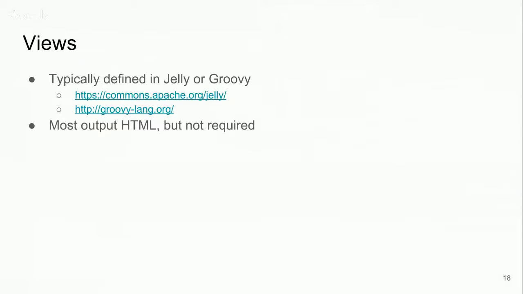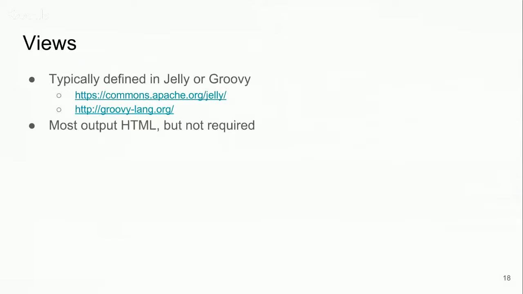And just to clear up any possible confusion, this is not about views in Jenkins, like the all view, which I've just talked about. So these views are not about organizing your jobs or your project in Jenkins, but these are about defining the Jenkins UI. Views are typically defined in Jelly or Groovy.